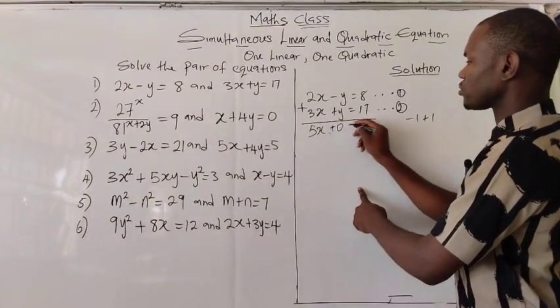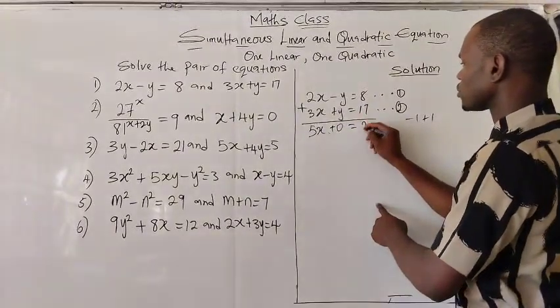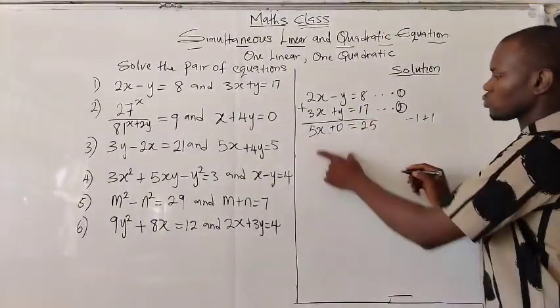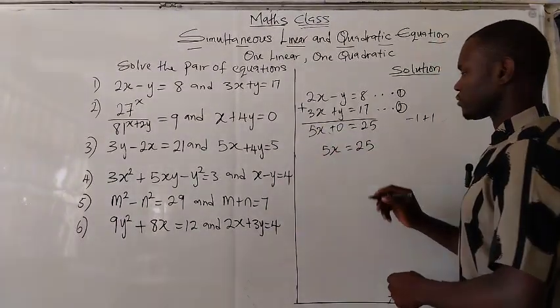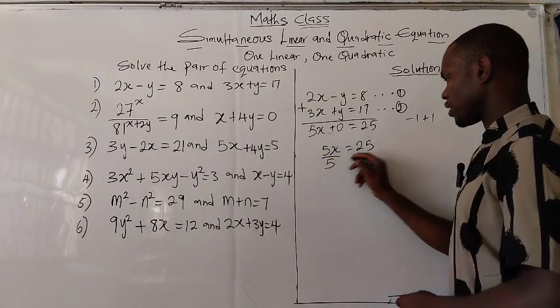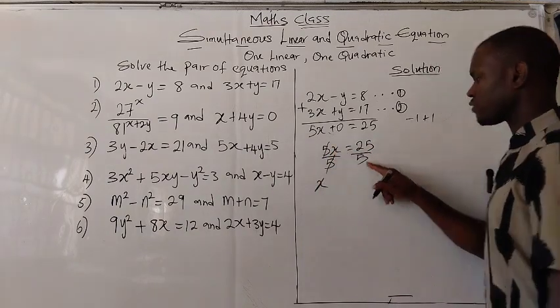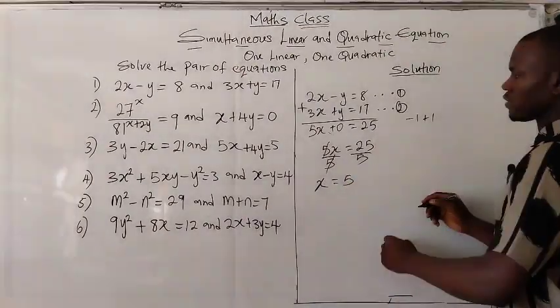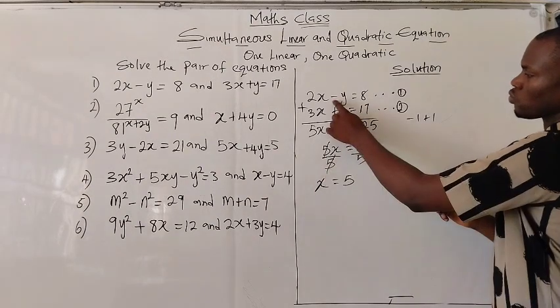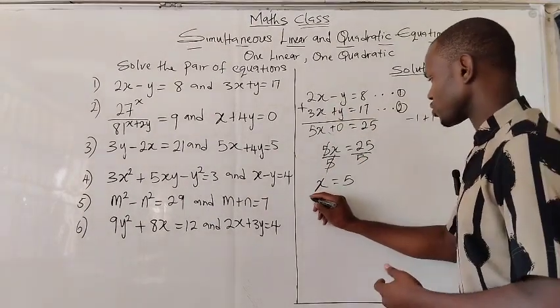So I'll be having 0 equal to, we add here, 8 plus 17 will give me 25. So we have 5x to be equal to 25. Then we divide both sides by 5 to get the value of x. So 25 divided by 5 will give me 5. So the value of x is 5. Take 5 back to equation 1 or equation 2 to get the value of y. Let me use equation 1.